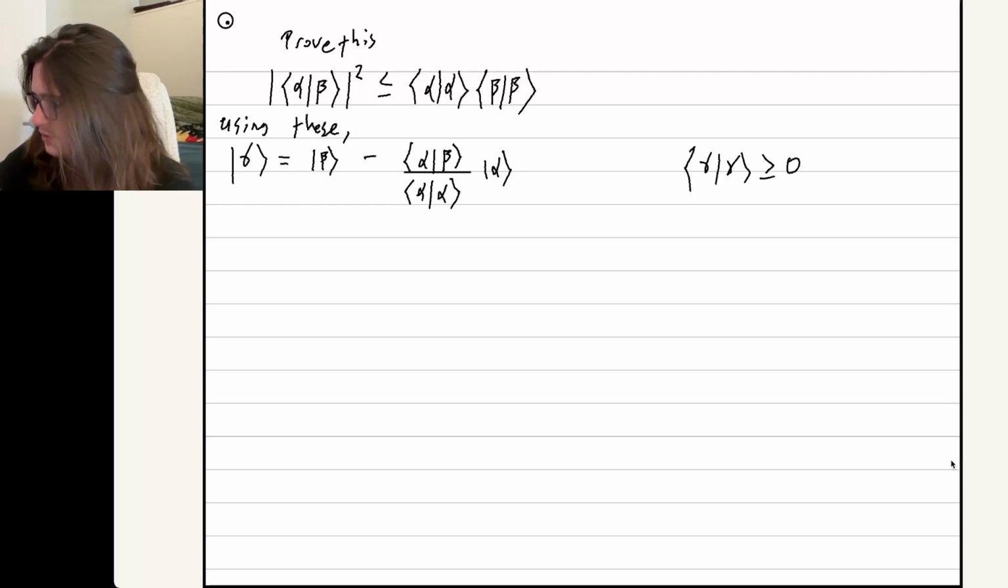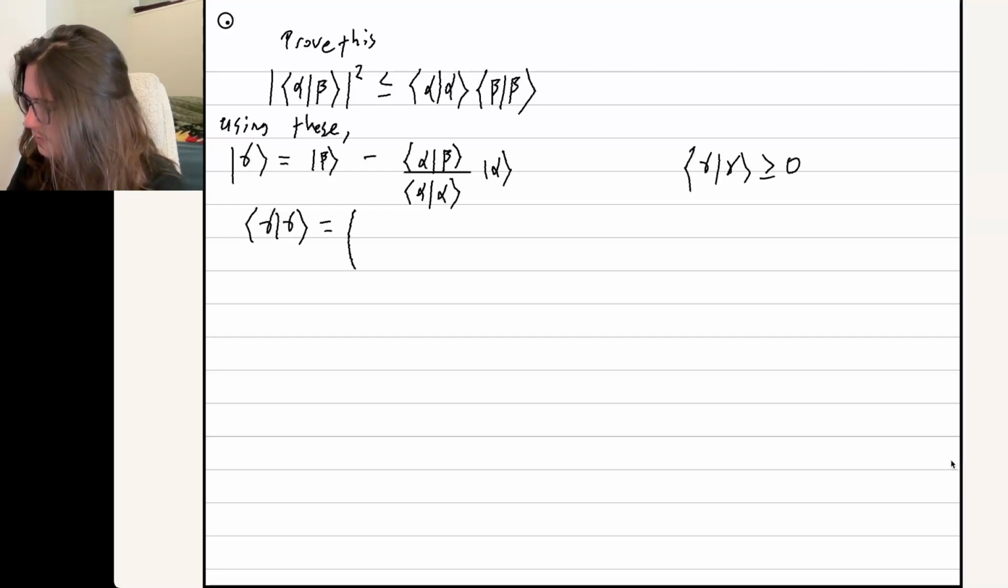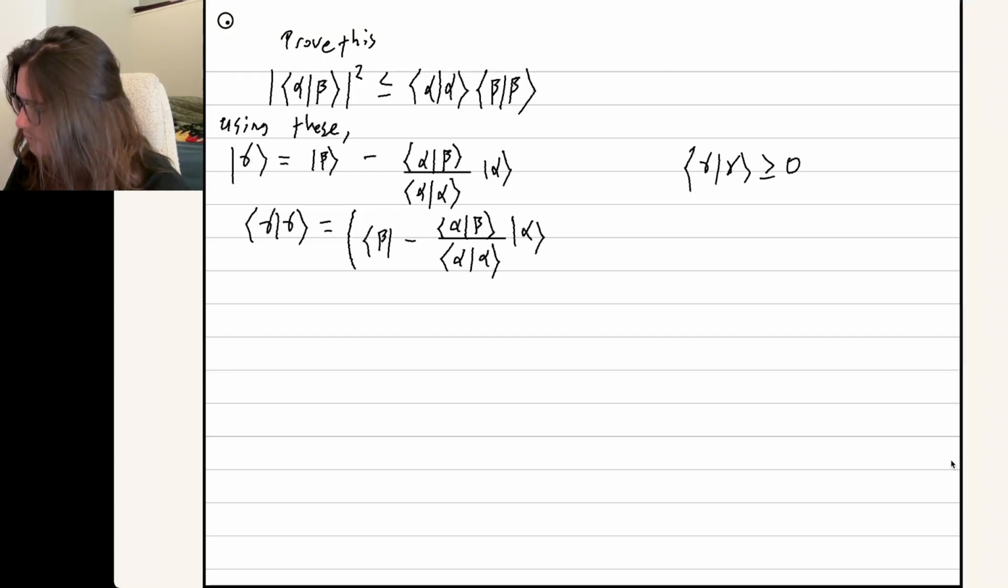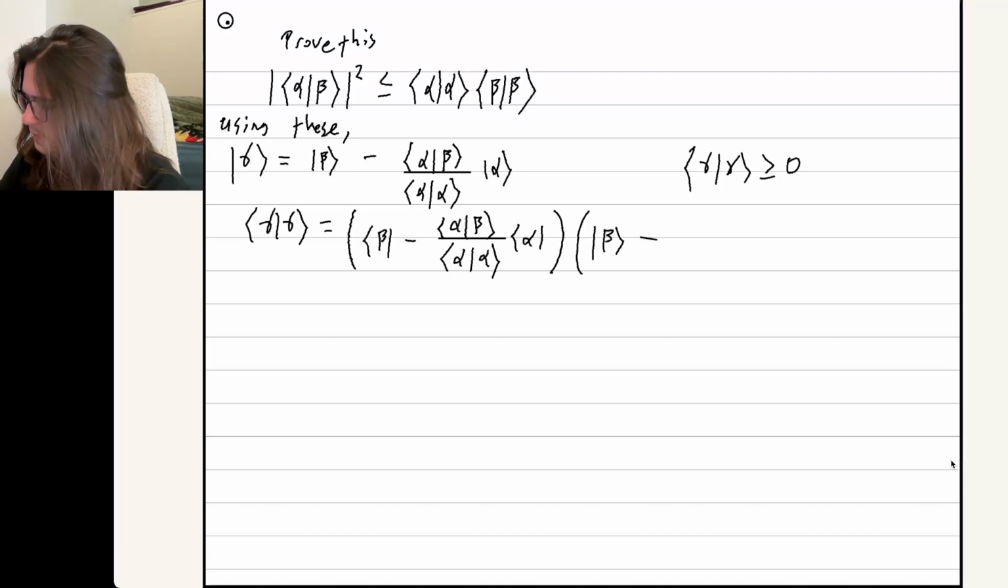So there's gamma. Let's just then take the inner product of it with itself. So that's going to look like the beta bra minus this guy, alpha with beta divided by bra alpha ket alpha, times ket alpha. But actually, this is going to be bra alpha. That's the complex conjugate of gamma. And then this is just gamma here.